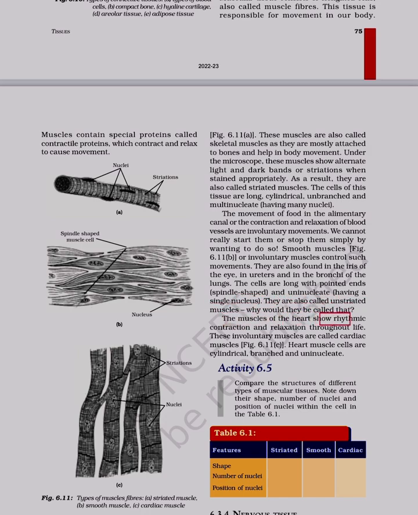The muscles of the heart show rhythmic contraction and relaxation throughout life. These involuntary muscles are called cardiac muscles, figure 6.11 C. Heart muscle cells are cylindrical, branched and uninucleate.